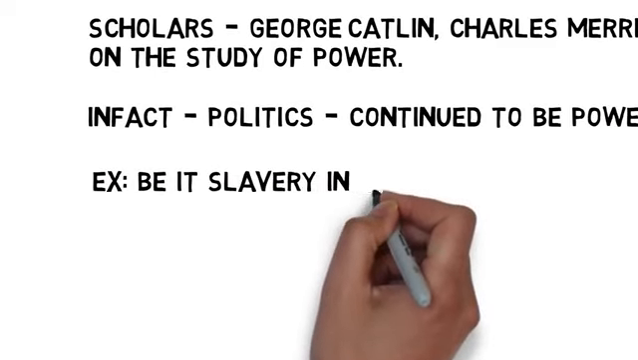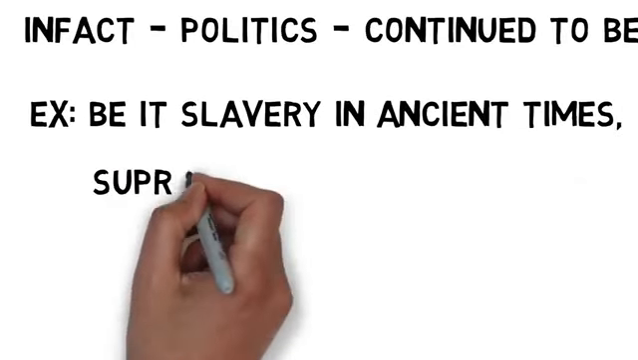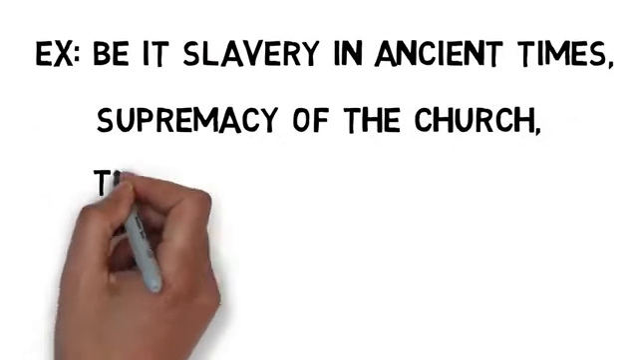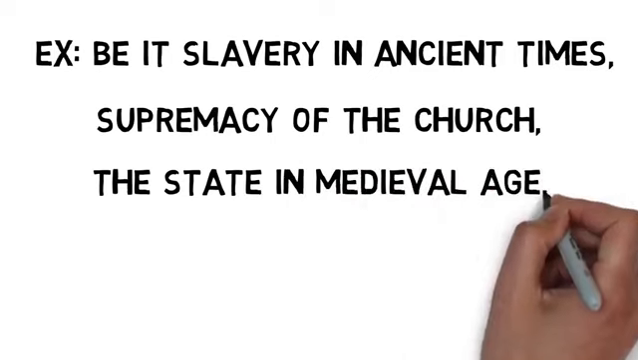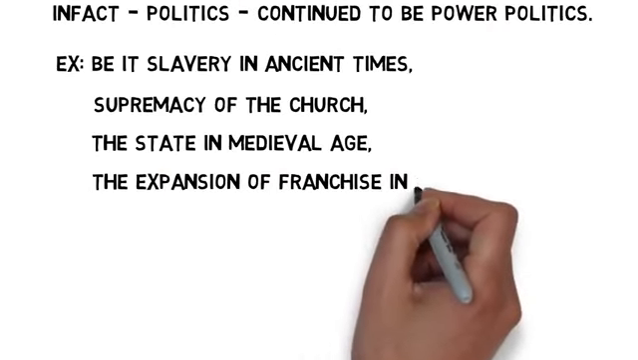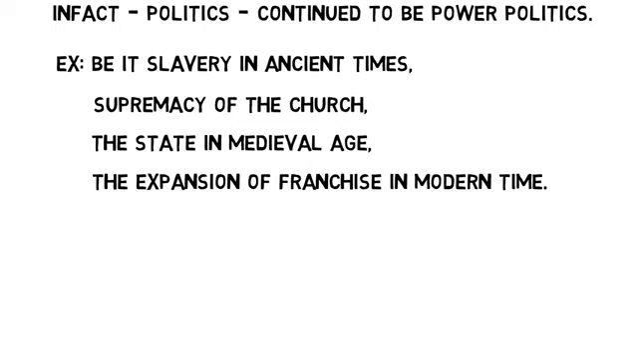Examples: be it slavery in ancient time, the supremacy of the church and the state in the medieval age, or the expansion of franchise in modern time. If we try to make sense of these examples, it shows very clearly that power has played a very important role, and that is what all these scholars have talked about: that when we talk about political science and politics, it is all associated in and around power in different manifestations.